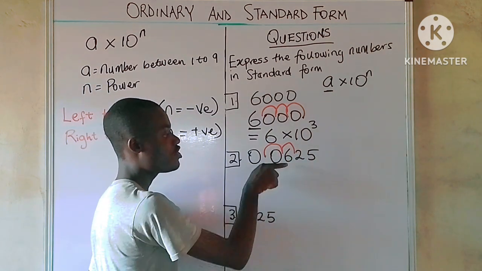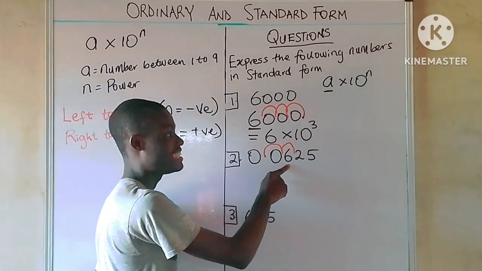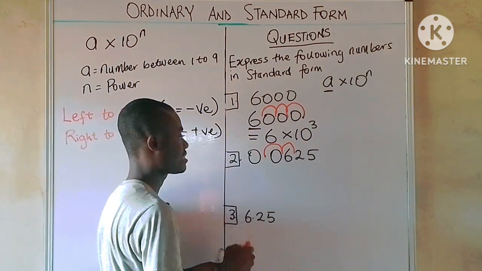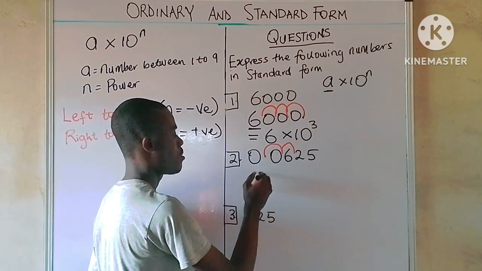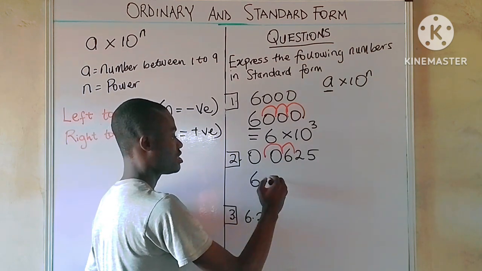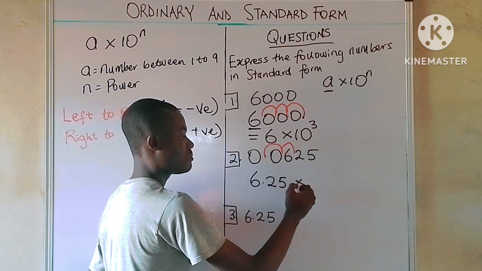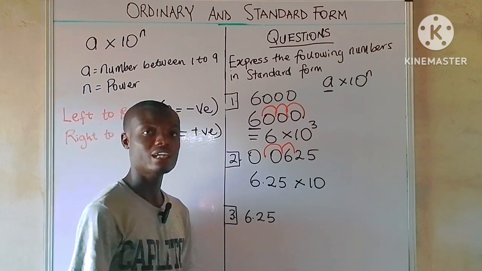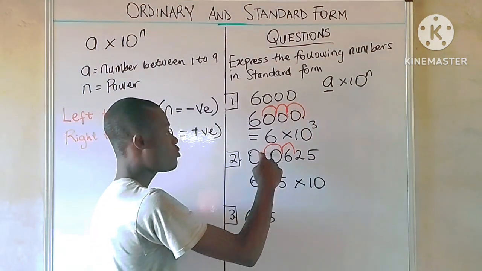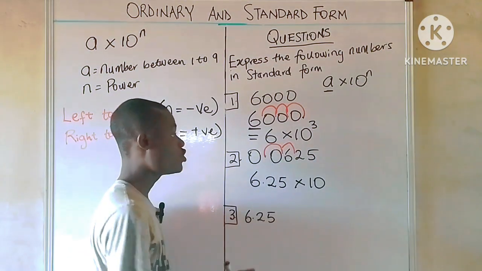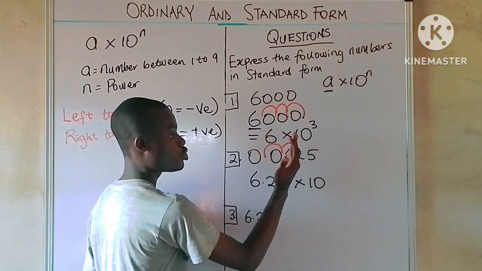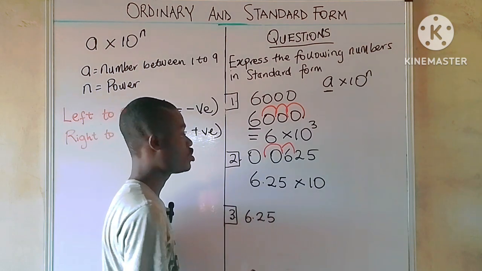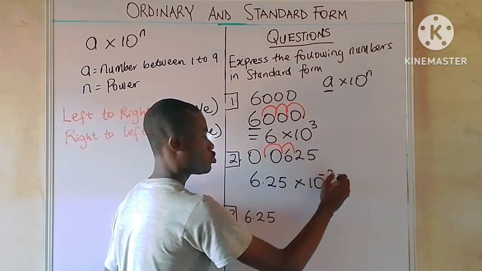In moving the second time, I have a number before my decimal point, which is 6. In this case, 6 is a number between 1 to 9. So I can write 6.25 times 10 raised to the power of n. And n here is the number of times we move our decimal point. We move our decimal point 2 times. And we move this decimal point from left to right. And when you move your decimal point from left to right, your n becomes negative. So this will be a minus 2.